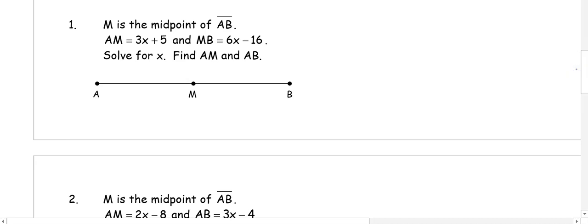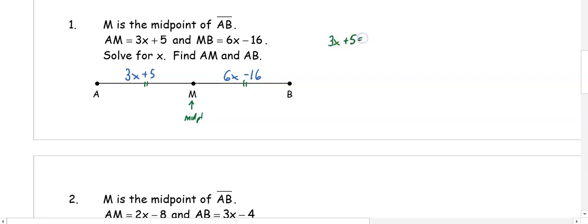Number 1, M is the midpoint of AB. AM is 3x plus 5, and MB is 6x minus 16. Solve for x and find AM and AB. If M is our midpoint, that means this segment is bisected into two congruent parts, so we can set them equal because we each have a half of a line here. So half of a segment.